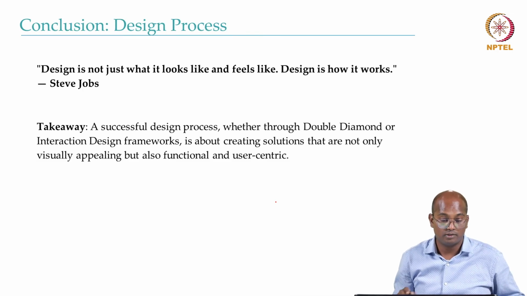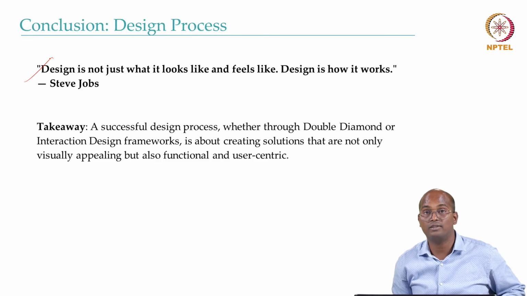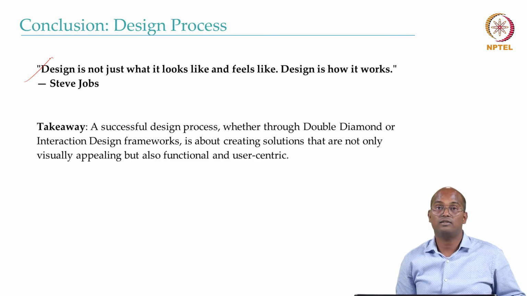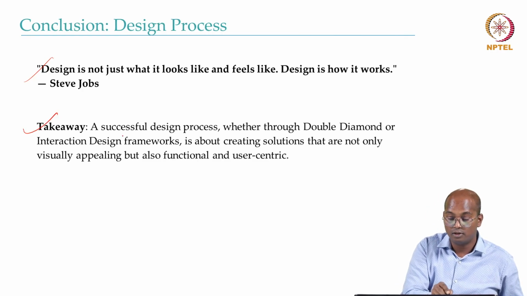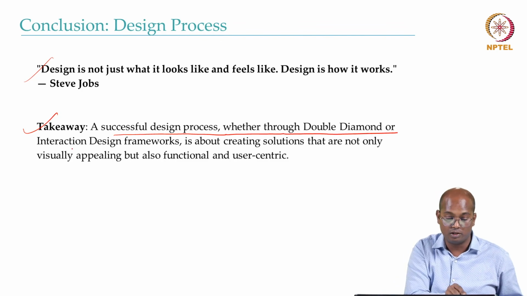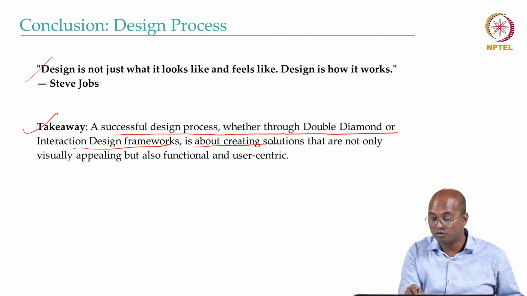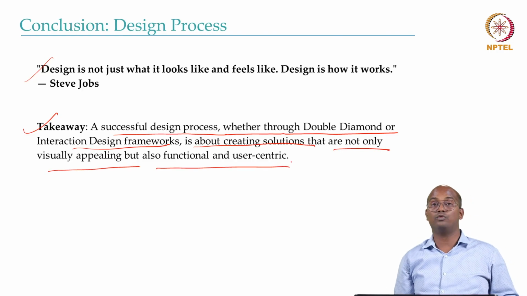So the conclusion is, design is not just about what it looks and feels like. Design is how it works. Steve Jobs needs no introduction. So the takeaway is, a successful design process, whether through the double diamond or interaction design framework, is about creating solutions that are not only visually appealing but also functional and user-centric.